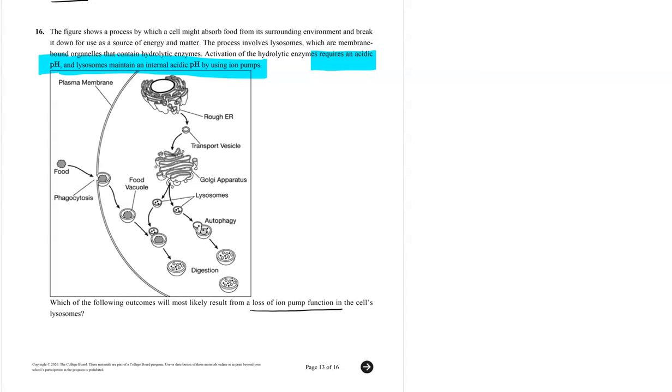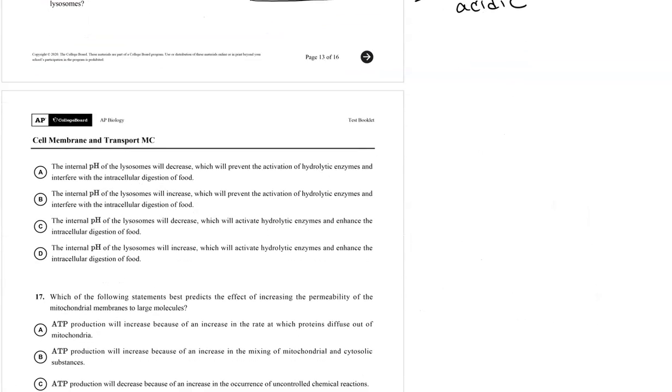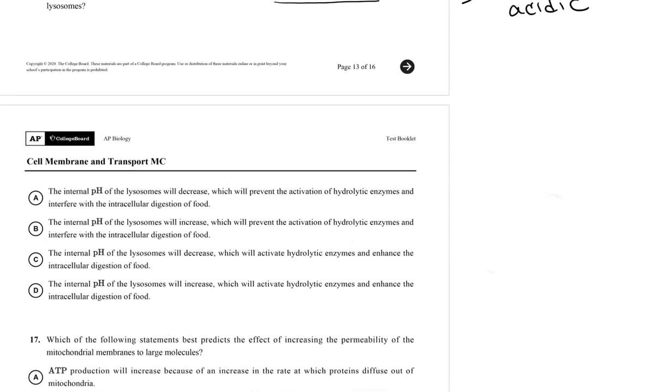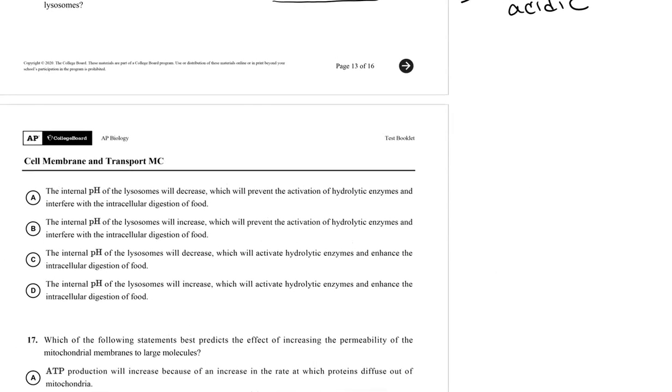So before we even look at the options, what do you think is going to happen? If we lose the ion pump function, what's going to happen to the internal environment of the lysosome? It's going to become less acidic, right? Sometimes it's good to just think about it before you even look at the options and see if you have a little bit of an idea. So what do you want to get rid of?